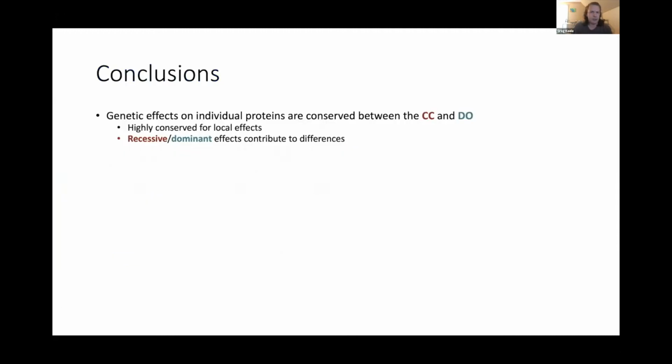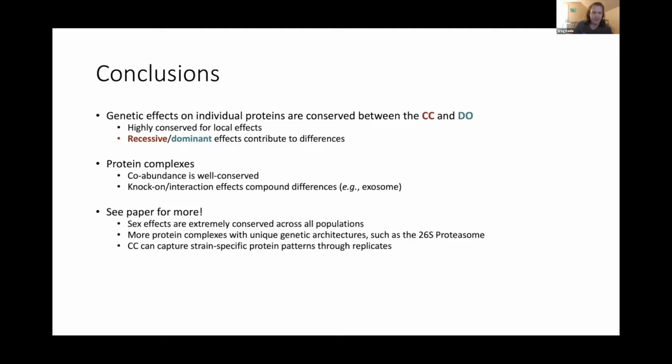So just for conclusions, I want to say that we have high conservation of local effects. These populations are good for replicating findings across each other. Recessive dominance can contribute to differences and provide some interesting examples. The protein complex co-abundance is well conserved, but contrastingly, it can even compound differences based on recessive dominance, like we saw with the exosome.